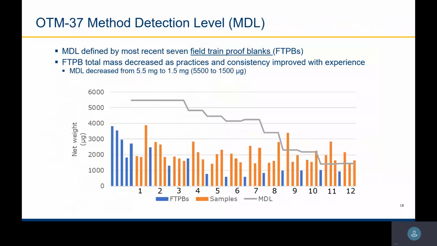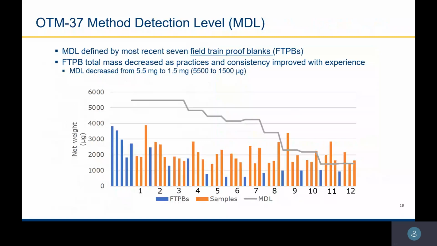But what we did on this program is we're required to collect 7 blanks of our whole train. So we do a whole rinse of the sampling system and we recover that, and that's a blank. And we had to do that at least 7 times before we could get started. And then ongoing, every time we do a new source, we do another one of those blanks. And we take the latest 7 of those blanks and we calculate our MDL.